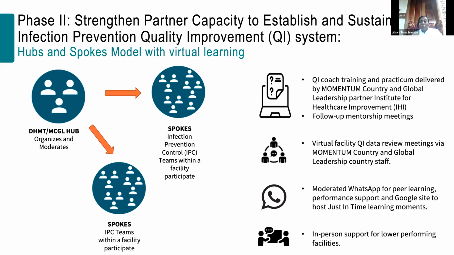So we had quality improvement training and practicum delivered by the Momentum Country and Global Leadership teams through the Institute for Healthcare Improvement to our facilities, and then we followed it up with mentorship meetings in those facilities. We had data reviews at facility level. IPC data was collected, analyzed, and reviewed at both facility and district level with the district DHT teams and the Momentum Country and Global Leadership staff. We had moderated WhatsApp groups for peer learning and performance support, and a Google site to host in-time learning moments. Learning moments were sent through that Google site to facility staff to help them keep up the knowledge they had gained from the trainings. And where we could not do virtual learning, we had in-person support, especially for facilities with particularly low performance that were not able to go on with the virtual trainings. Next slide, please.